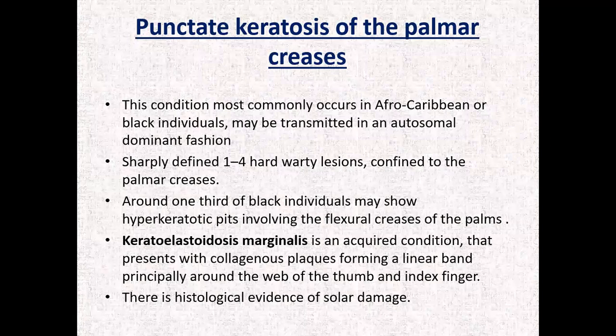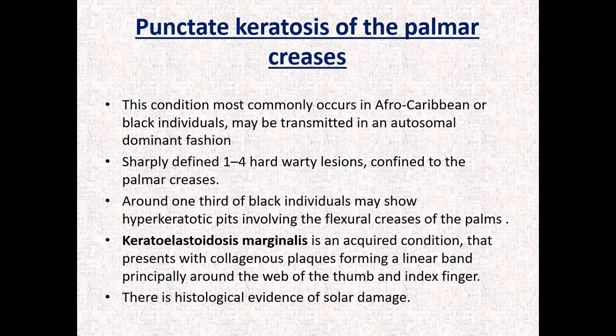Punctate keratosis of the palmar creases. As the name signifies, this peculiar type of punctate keratoderma involves only the creases and is seen in Afro-Caribbean black individuals and transmitted in an autosomal dominant fashion. There are 1 to 4 hard warty lesions confined to the palmar creases. Around one third of black individuals may show hyperkeratotic pits involving the flexural creases of the palm.